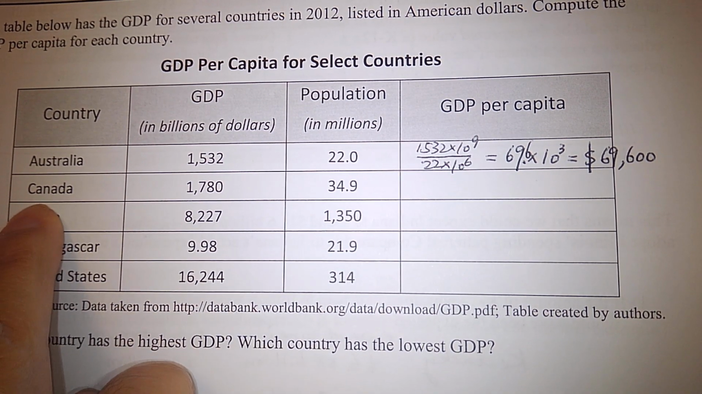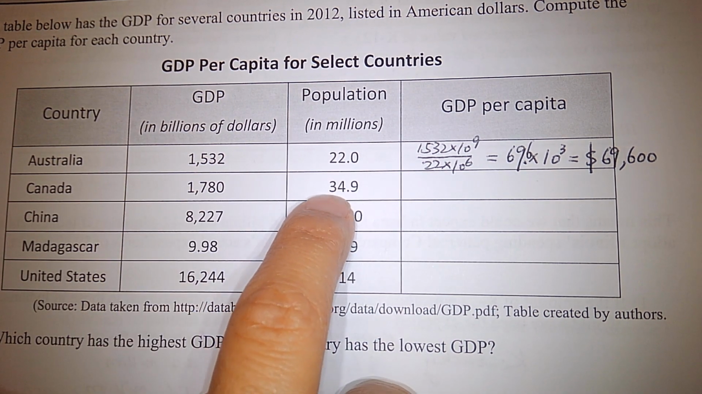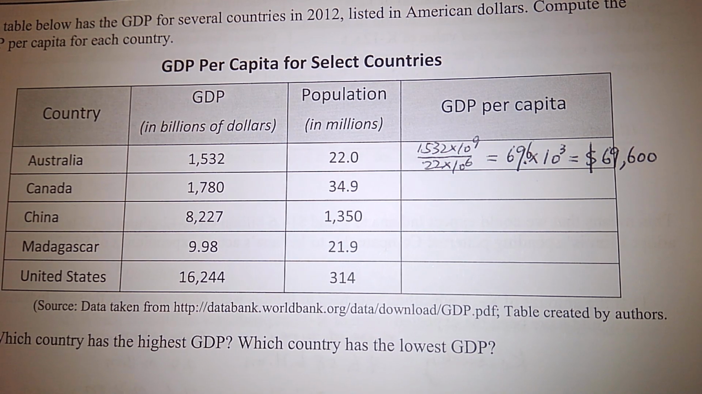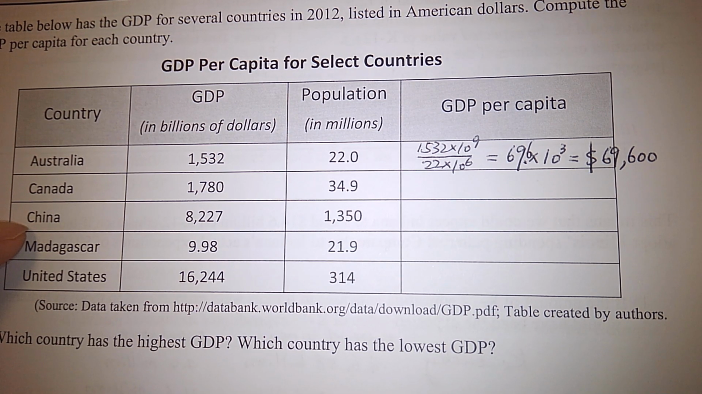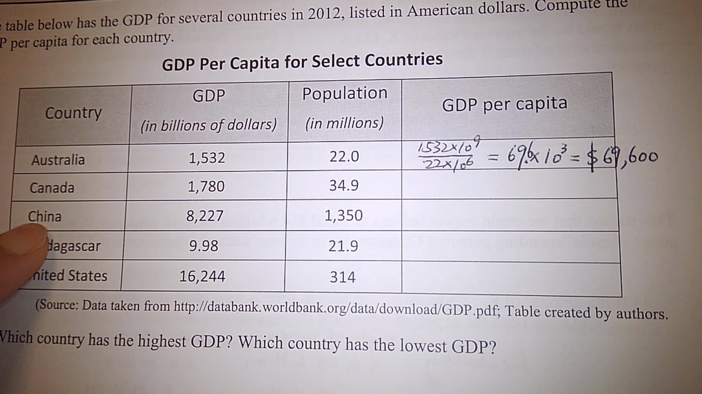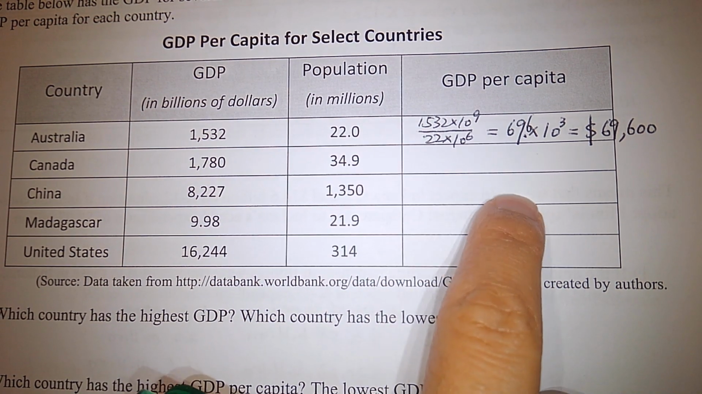All right, let's practice one line. Canada, this is GDP, this is the population. Guys, how about we try the line of number 3, the China? Because there is a question 4, we can do the proportion, okay? So Canada, you can do this by yourself. Let's do the China line. Compute GDP per capita.